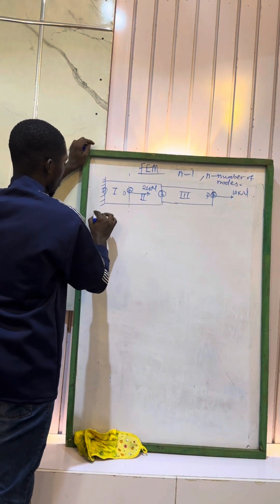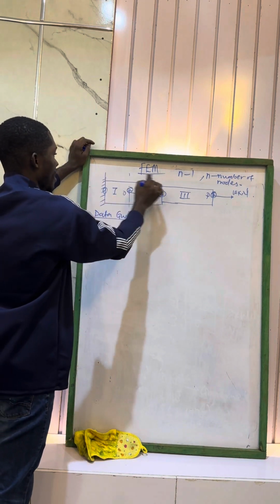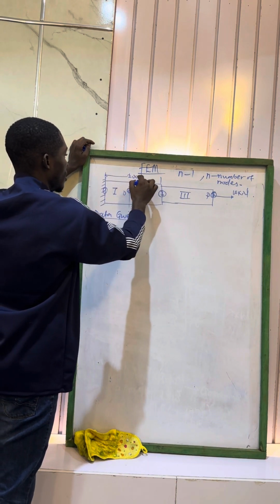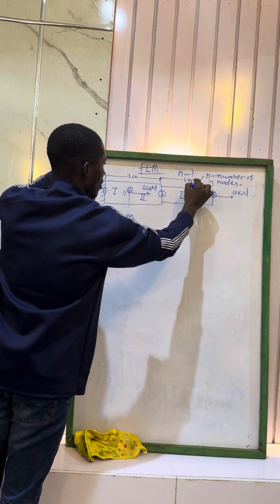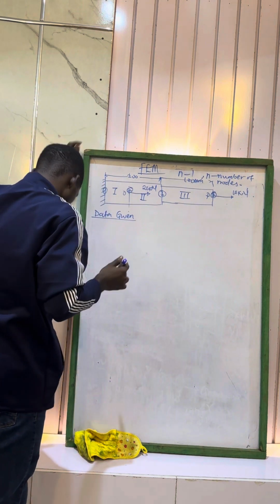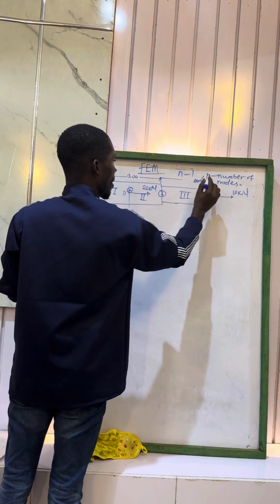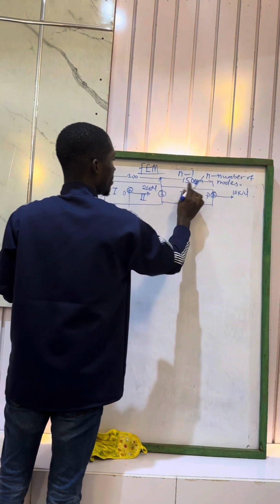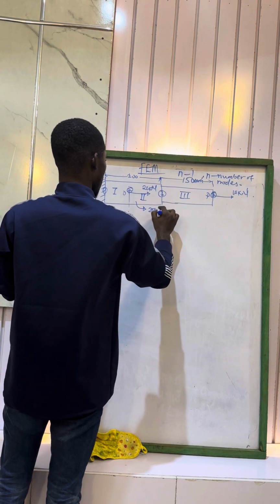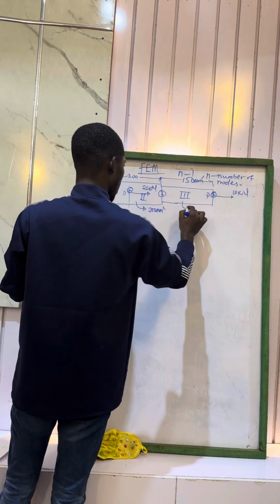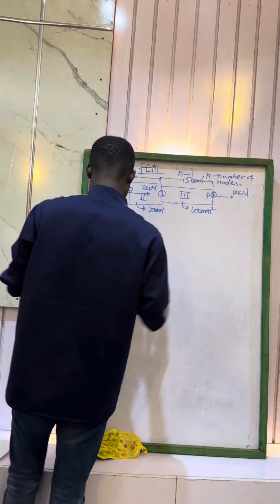Let's bring out the parameters. The data given: from here to here is 200, and from here to here is 100. Okay, this one is 150, my bad, so 150 millimeter. The area for this object is 200 millimeter squared, and the area for this one as well is 100 millimeter squared.